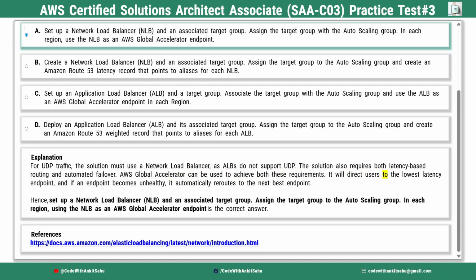It will direct users to the lowest latency endpoint, and if an endpoint becomes unhealthy, it automatically reroutes to the next best endpoint. Hence, set up a network load balancer, NLB, and an associated target group. Assign the target group to the auto-scaling group. In each region, using the NLB as an AWS Global Accelerator endpoint is the correct answer. References.